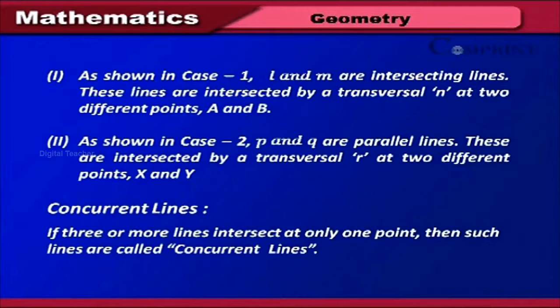2. As shown in case 2, P and Q are parallel lines. These are intersected by a transversal R at two different points X and Y. Concurrent lines. If three or more lines intersect at only one point, then such lines are called concurrent lines.